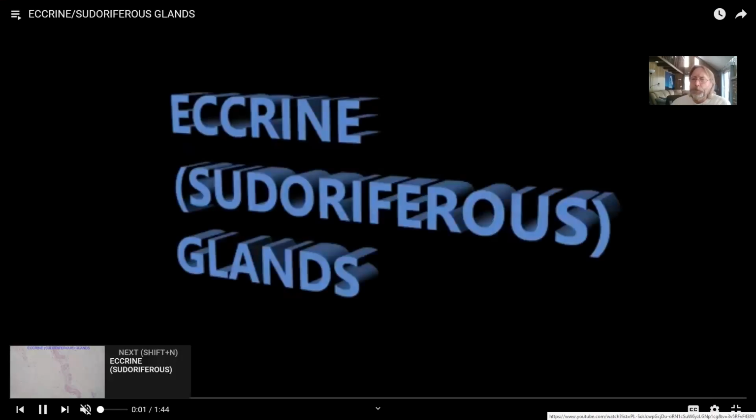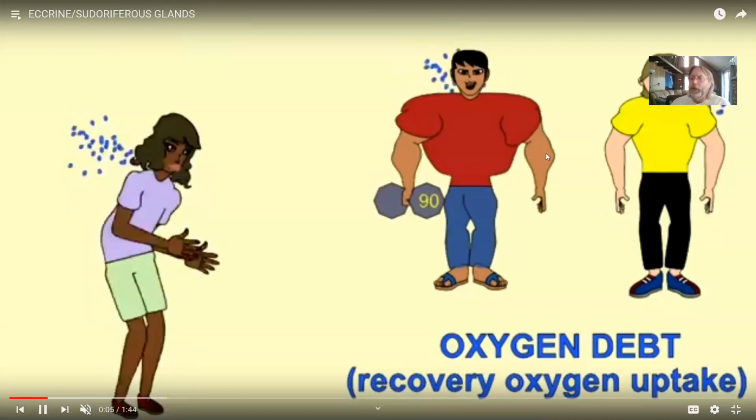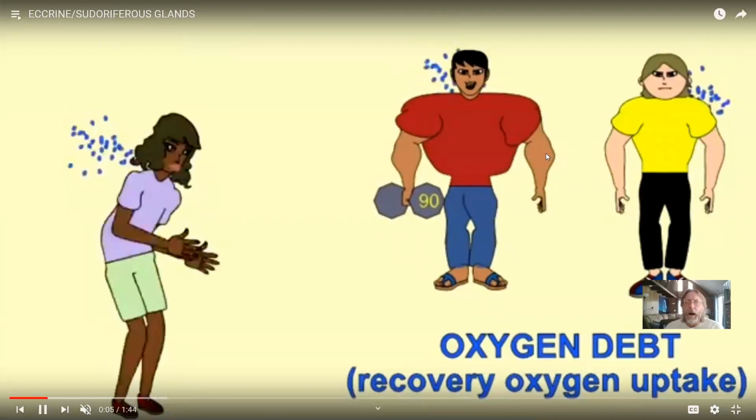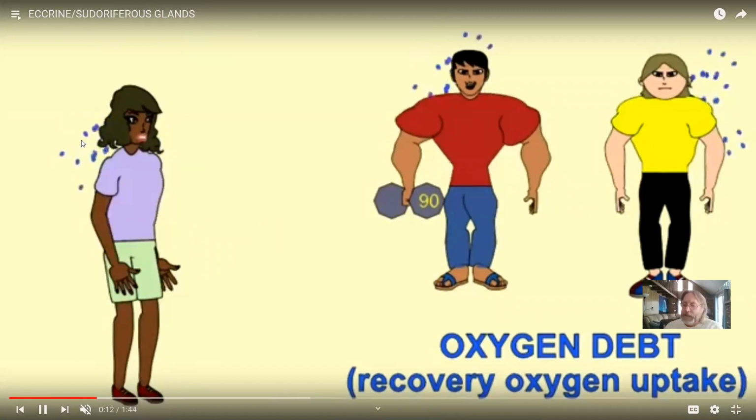Another one, and this is perhaps what we think of first when we think of sweat glands, are the eccrine or sudoriferous glands, which secrete a watery sweat to help us cool down. And so obviously, as we're exercising, we're starting to overheat, right? We try to keep a constant temperature.